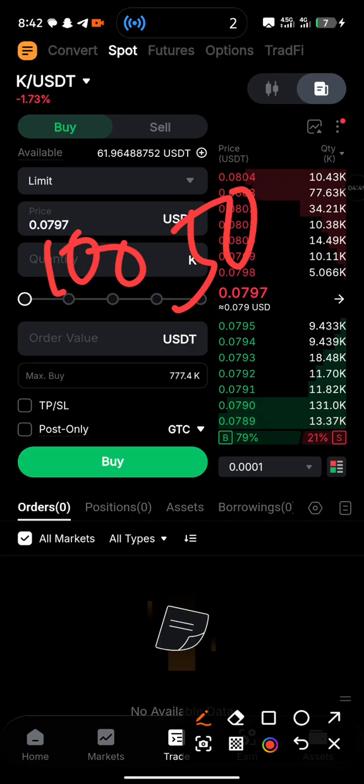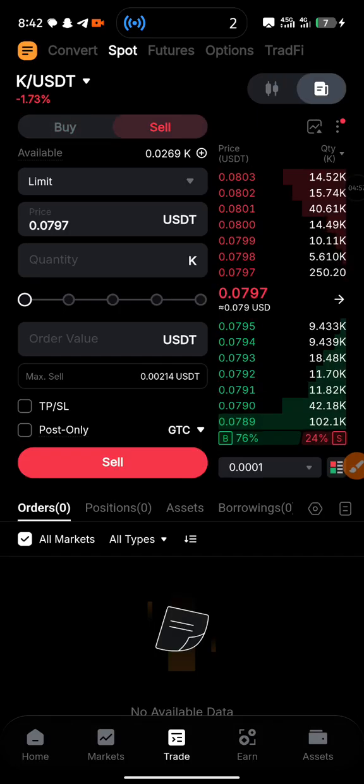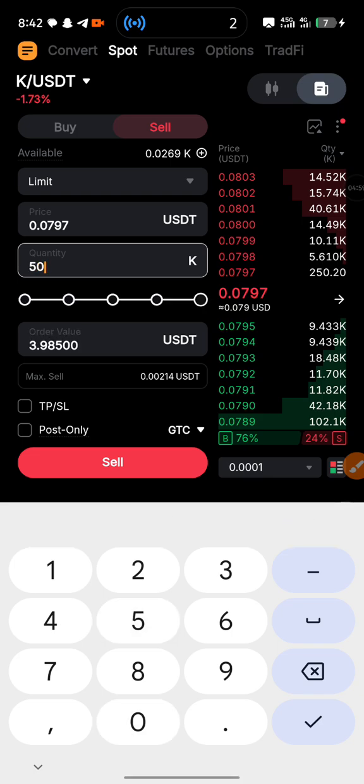Just write it here. So as it is now, I'm going to go in. I want to trade this particular coin. I'm trading this particular coin with 50 USD.